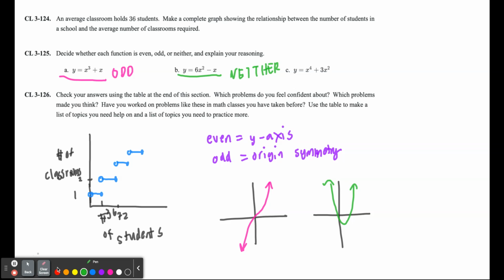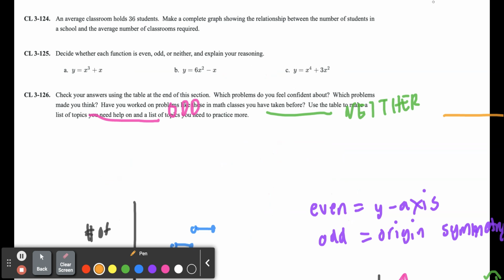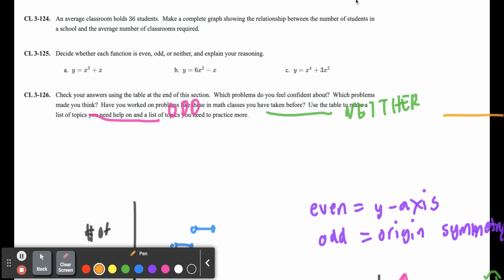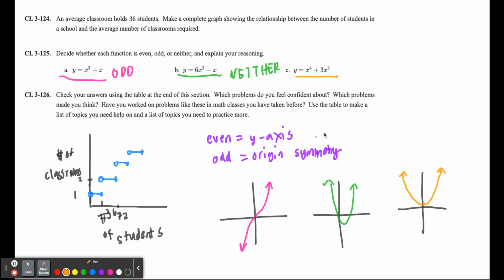And then this last one, x to the 4th plus 3x squared. That graph looks more or less similar to a parabola, and that has y-axis symmetry, so that's even.